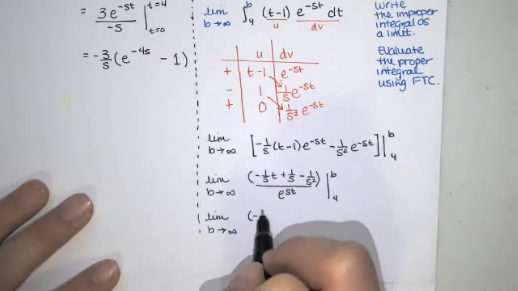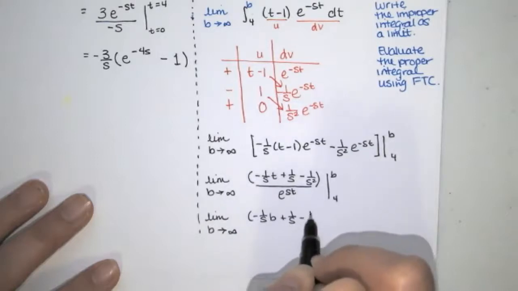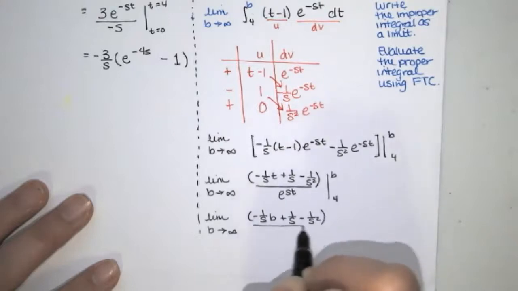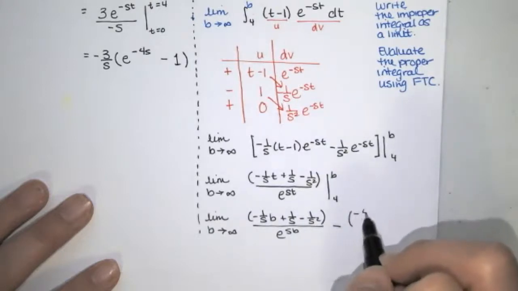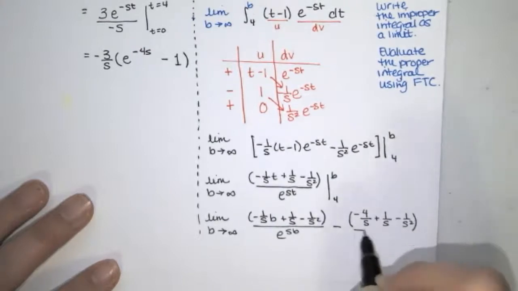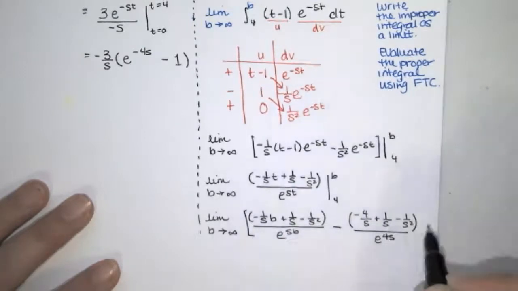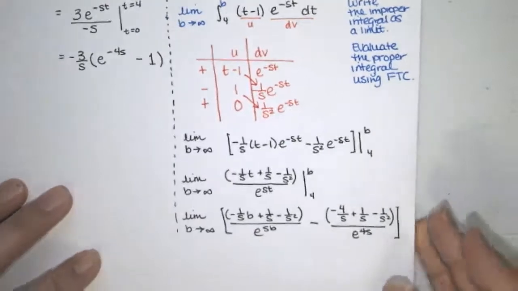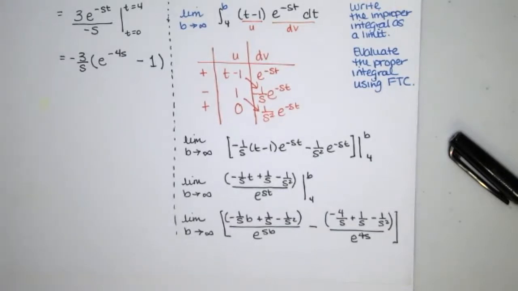And then I will replace my t's with b's. And then replace my t's with 4. And we subtract. That's the fundamental theorem of calculus. And the last step when you're evaluating an improper integral is to evaluate that limit. So you might need to review some content from Calculus 1 involving infinite limits.